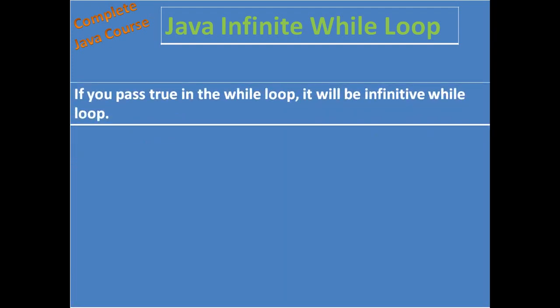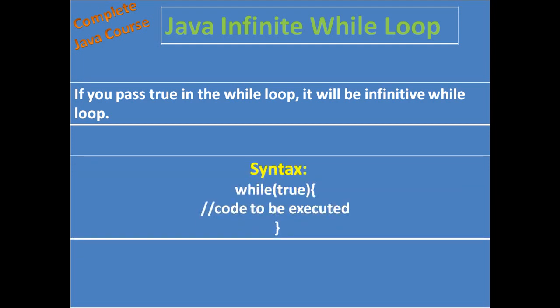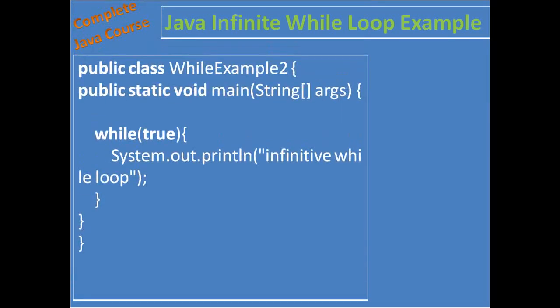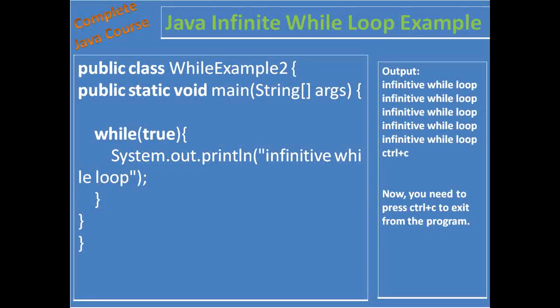Java infinite while loop. If you pass true in the while loop, it will be an infinite while loop. Syntax: while true and the code to be executed. For example, if you run this program, then it will print infinite while loop endlessly. And if you want to exit from this loop, then you will have to use Ctrl C. Okay, let's see with the practical.